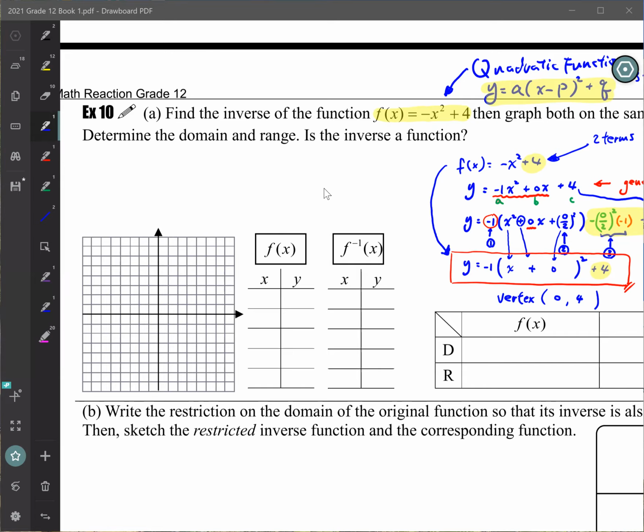You can turn your mic on. Positive or negative, okay. Which part? Do you look at the A, P, or Q? Does your mic work?